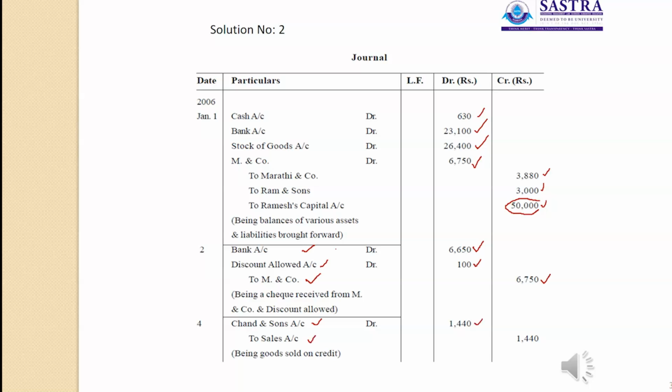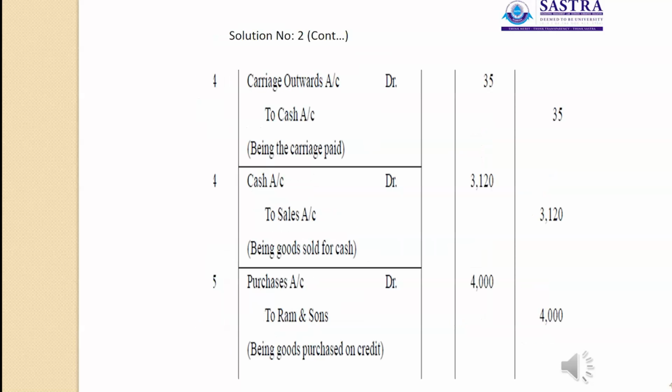Then next one is goods sold on credit. So Channel Sons account debit to sales account rupees 1,440. Next transaction is carriage paid. What is the journal entry? Carriage or goods account debit to cash account. The amount for carriage paid is rupees 35.